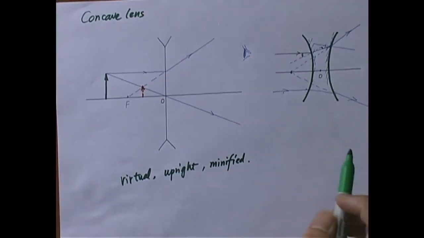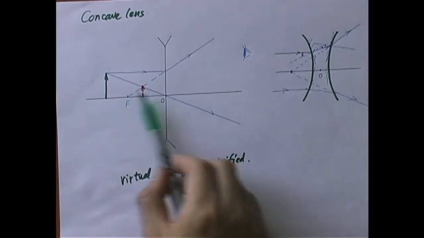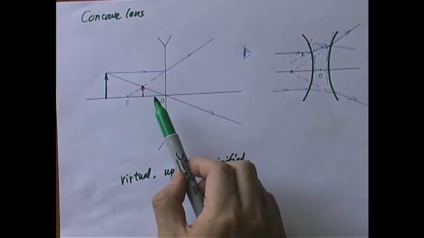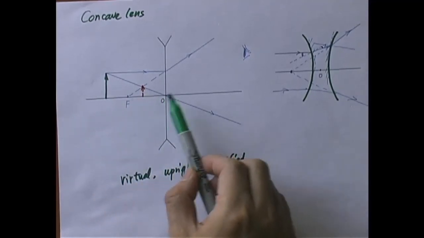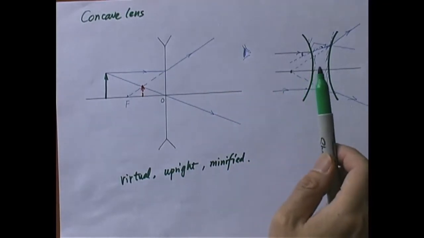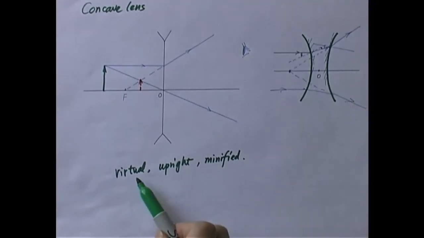You can test the ray diagram by drawing an object anywhere on this side, with p greater than 2f, within 1f and 2f, or even less than 1f, whatever you do. No matter what you do, you find there is only one type of image you can possibly form out of a concave lens, and that is always virtual, upright, and minified.